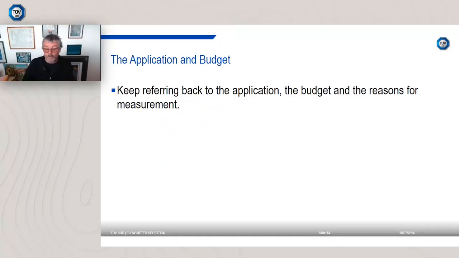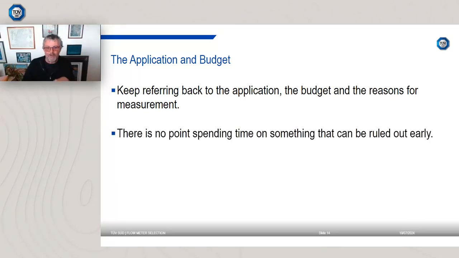And we've kind of gone through most of the main parts here, folks. So you know, we have a budget, which we've probably blown by now. In my experience, maybe that's just me being a poor engineer, but we usually got a budget which is no longer feasible. But keep referring back to the application and the budget and the reasons for the measurement.